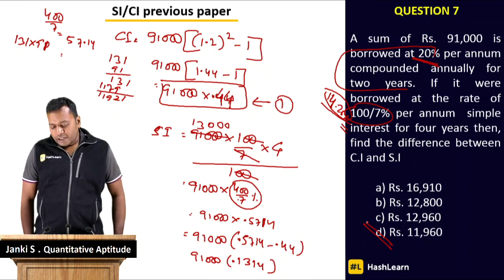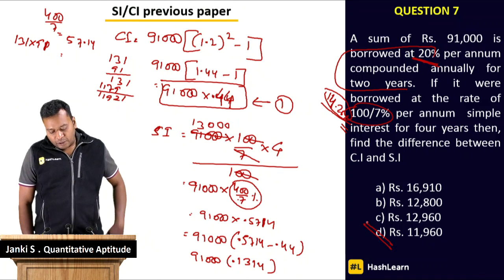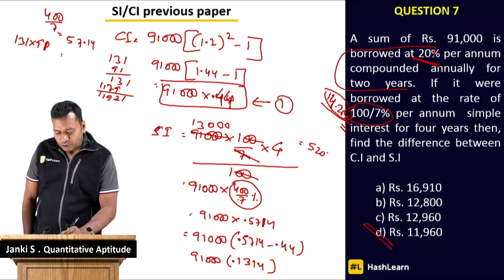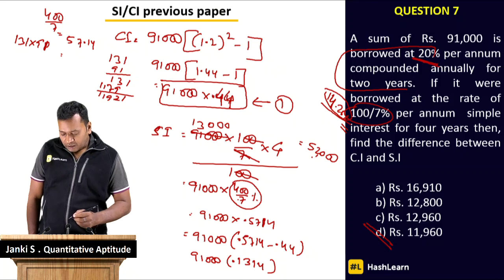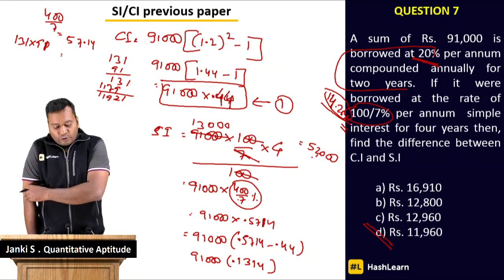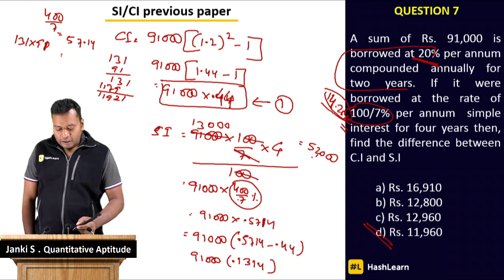So 14.28% can be written as 100 by 7. I could have worked on this part also. According to this, what should be my interest, right? Let's calculate it for the time being. If I go by this also, this is cancelled here. So 13,000 into 4 is nothing but 52,000. My interest here is 52,000 in this case, and I'll have to take 91,000 multiplied with 44.